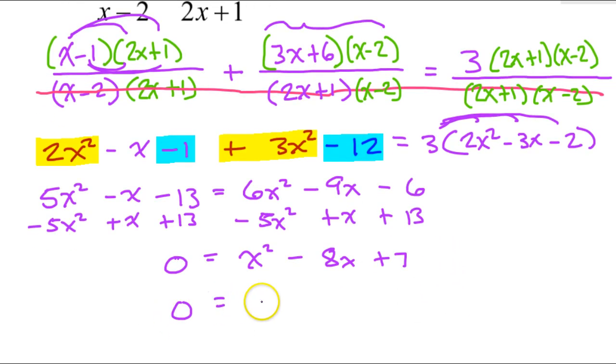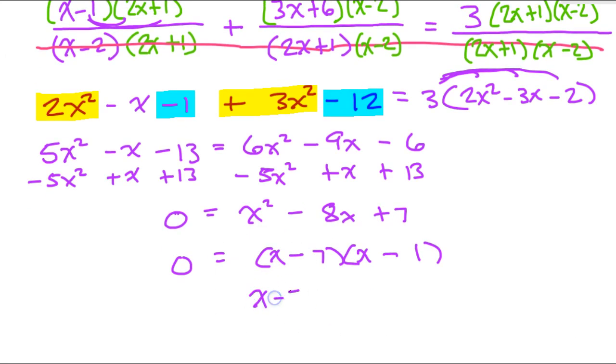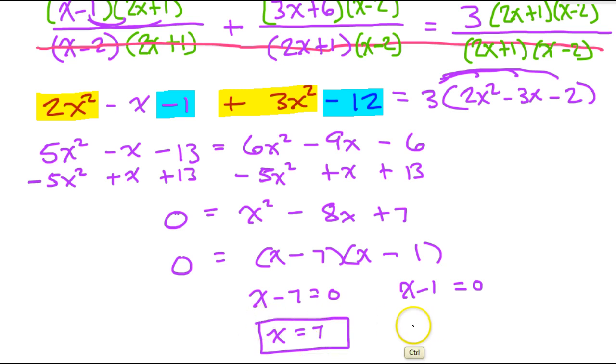So this is going to factor down. Okay, x times x, 7 times 1, negative times negative. Negative 7 and negative 1 will give me negative 8. Negative 7 times negative 1 gives me positive 7. Anyway, if I set each of these equal to 0, that's going to give me x equals 7 and x equals 1.